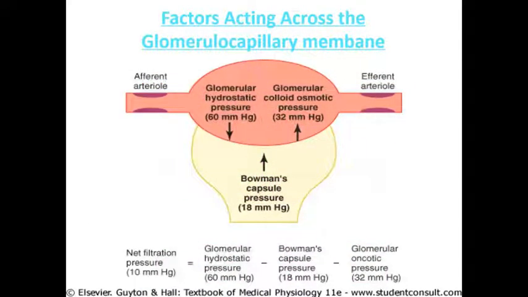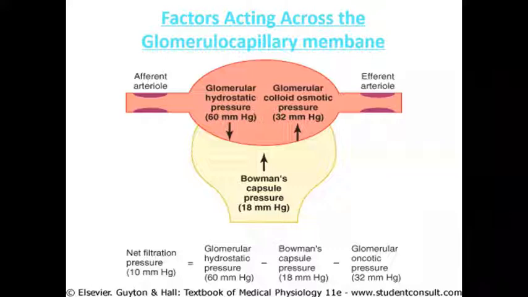So the forces, I think I've already explained. You can see in this diagram that the glomerular hydrostatic pressure is 60 millimeters of mercury. That is facilitating filtration. And those that are opposing the filtration are two: the Bowman space hydrostatic pressure, which is about 18, and also the colloidal osmotic pressure in the glomerulus, which is about 32 millimeters of mercury.